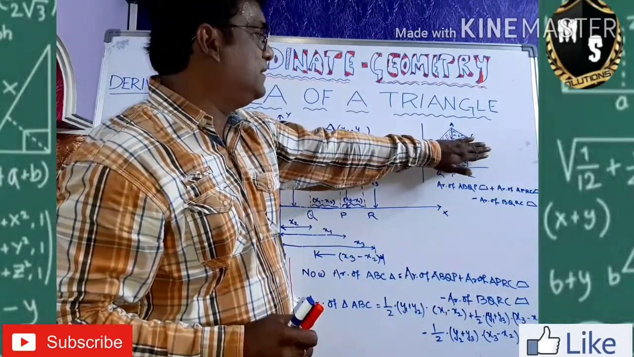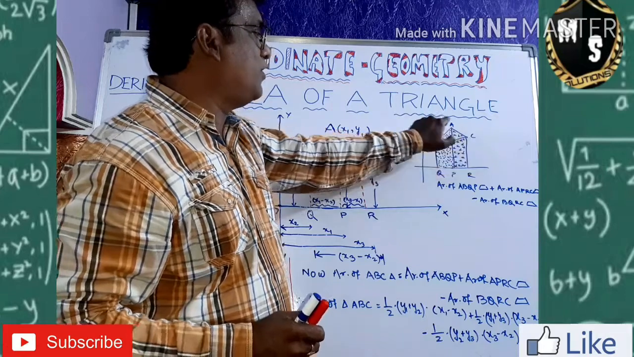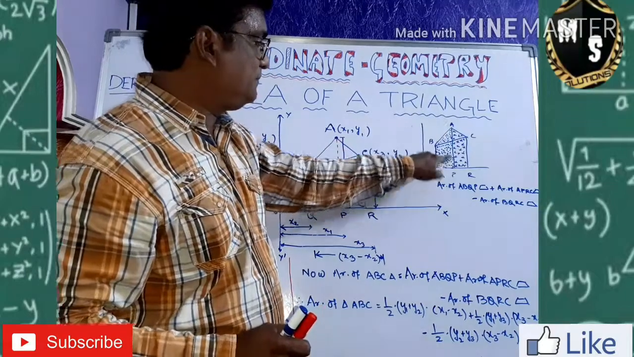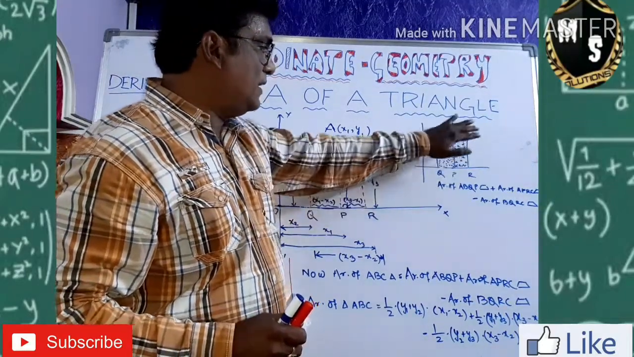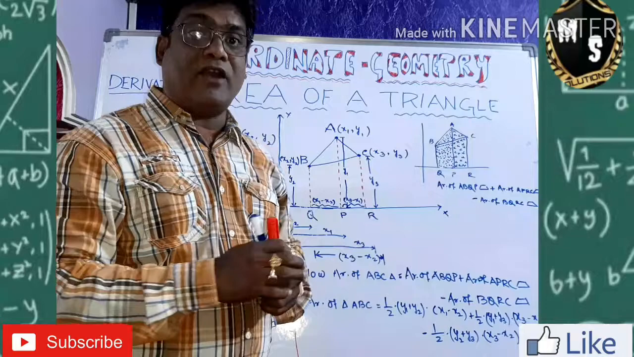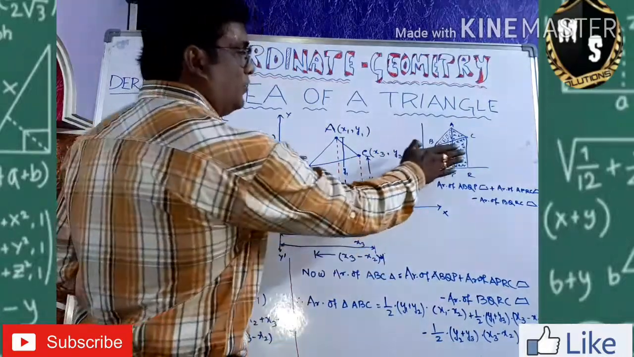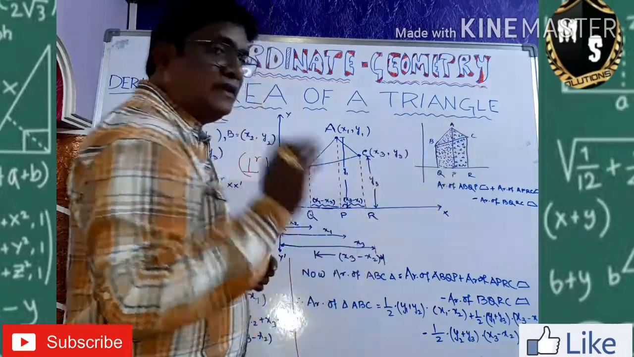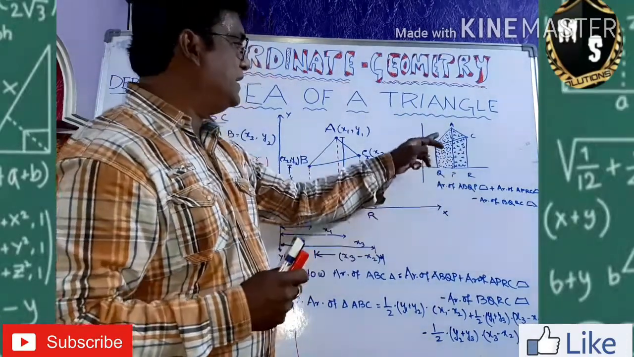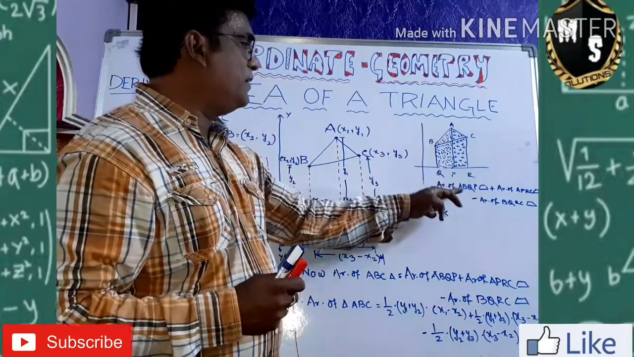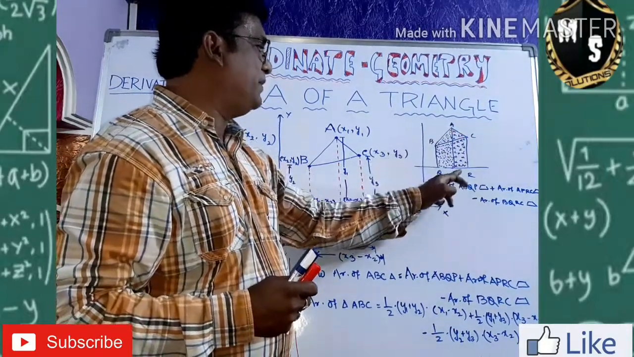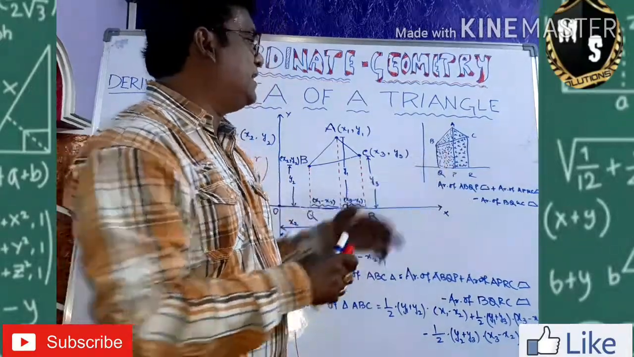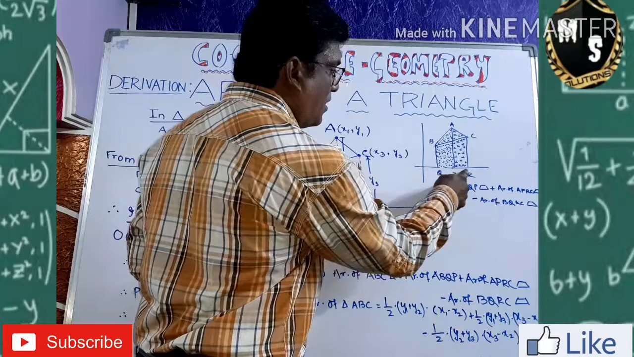Then what is coming? See, in my hand, ABC is coming. You are adding this and this, but it is giving you the whole figure. Area of the whole figure. Then what are you going to do? You are going to subtract this area. Then what is coming? ABC triangle area. That is written here: area of trapezium ABQP plus area of trapezium APRC minus area of trapezium BQRC.